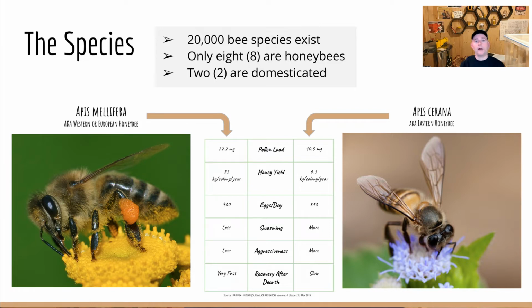And from an amount of honey produced by an average colony per year, the Western honeybee can produce almost 3 times as much honey as the Eastern honeybee. The Eastern honeybee produces a lot less eggs, as you can see here. The queen will produce 900 eggs a day in a Western honeybee hive versus 310 for Eastern.